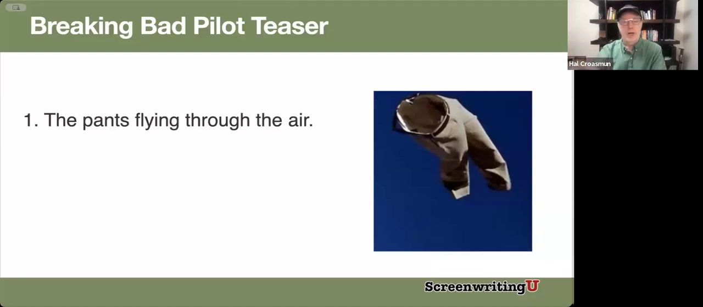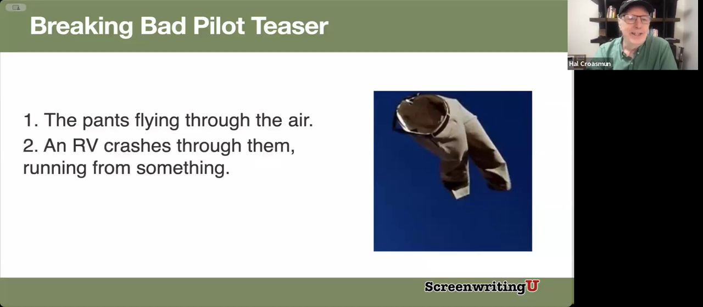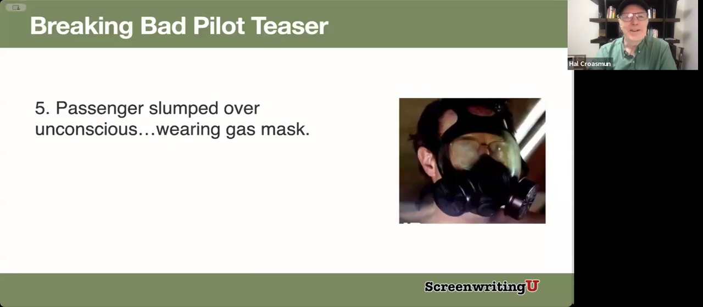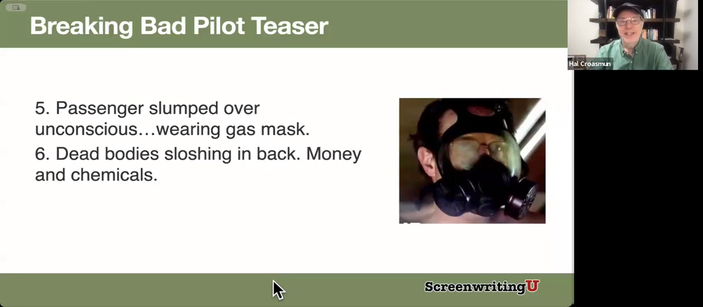It started. I'll just walk through the steps here. The pants are flying through the air. Then an RV crashes through them, running into something. Then the driver, it turns out, has a gas mask on and he's in his underwear, right? From there, we see the passenger slumped over unconscious. He's also wearing a gas mask. There are dead bodies sloshing around in the back, money and chemicals, sirens behind us.